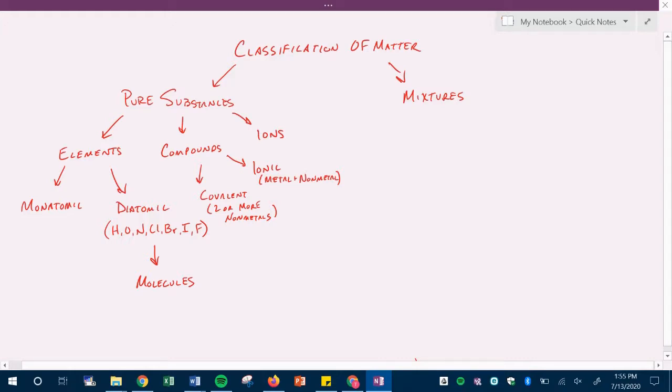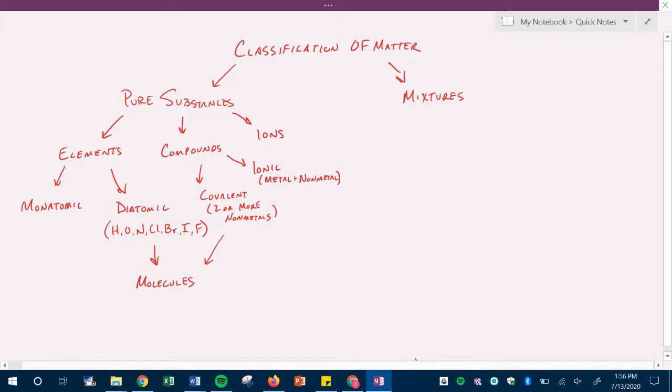And so as we're looking at this, with classifying something as covalent, the other big thing that we have to do is we also classify covalent substances with the word molecules. Now, if it's an ionic substance, we actually just stop there and we call it an ionic substance. And then when it comes to our ions, ions are just ions. So there's no other way to classify them. We call them pure substances, then ions.